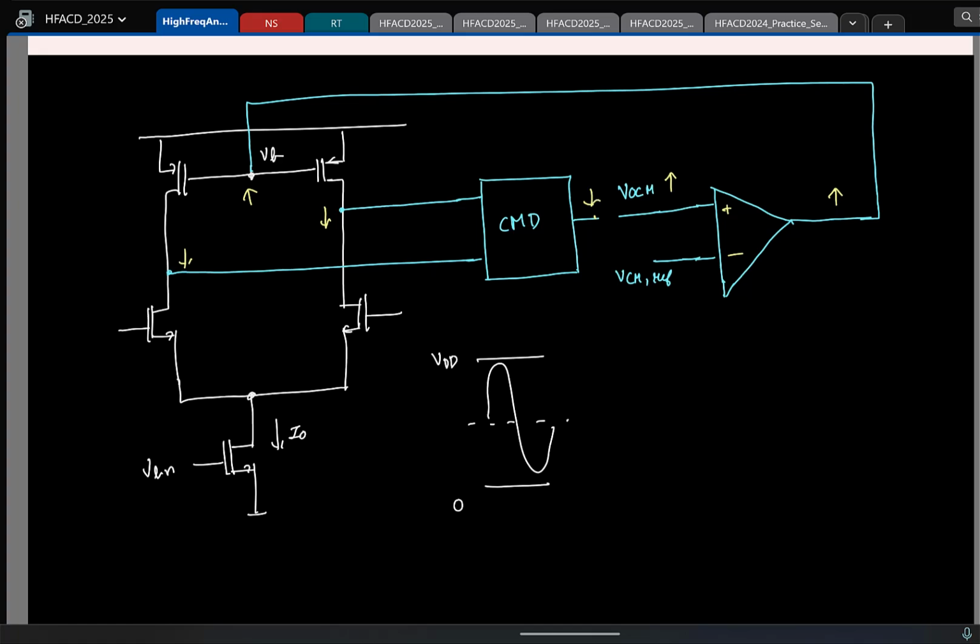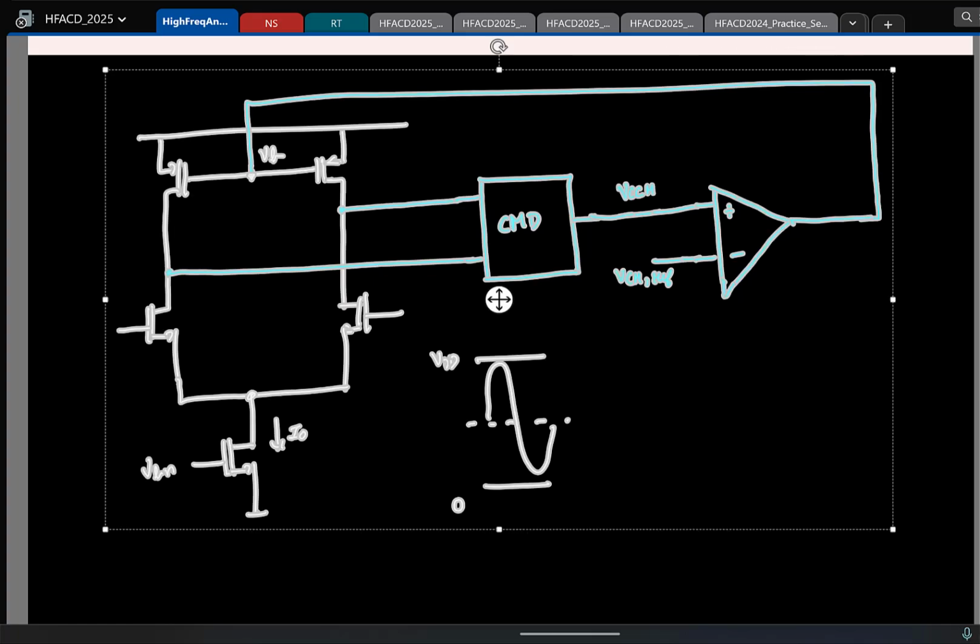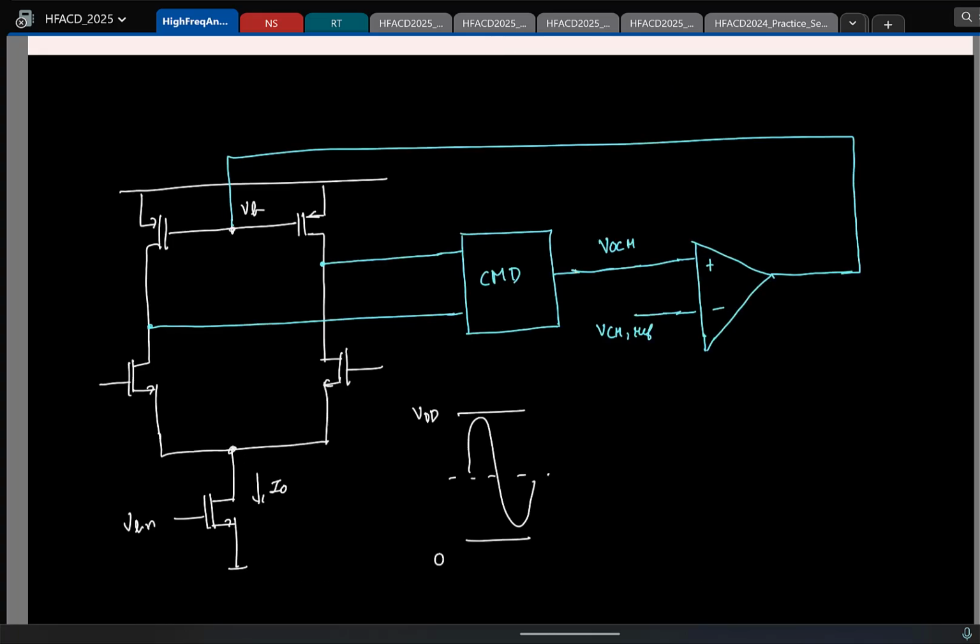So assume signs are fine. I'll freeze that as the final signs. So I'll erase all these arrows. So this is a very generic implementation of the common mode feedback loop. In particular, I'll call this common mode feedback variant P, where P denotes that we are tuning the PMOS current. That is just notation I'm following for the class alone, not a general thing.